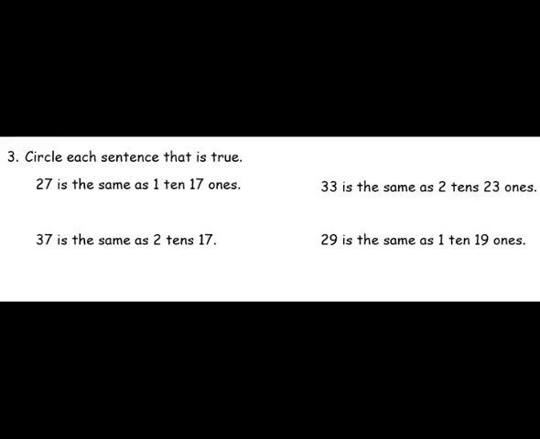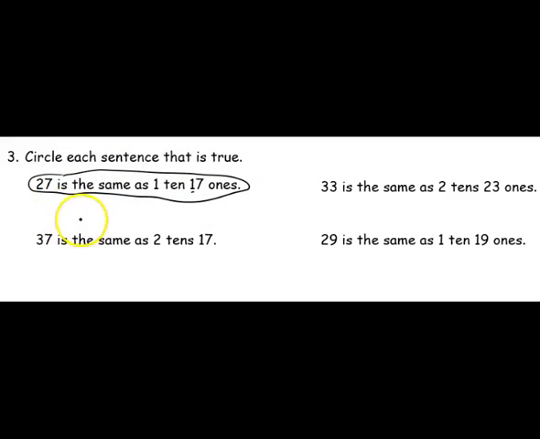In the last section, I'm told to circle each sentence that is true. The first sentence says 27 is the same as 1 10 and 17 ones. Well, 17 ones has a 10 in it as well. That means I have 2 tens altogether and 7 ones. So 1 10 and 17 ones is the same thing as 27 because 27 also has 2 tens and 7 ones. So we'll circle that statement.